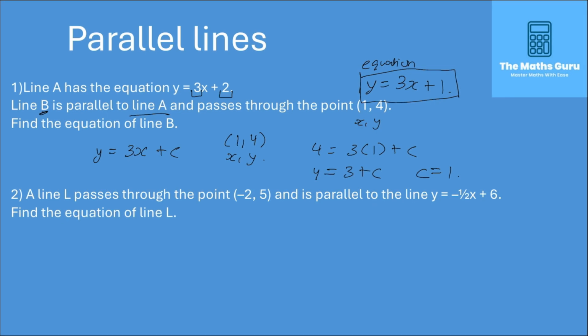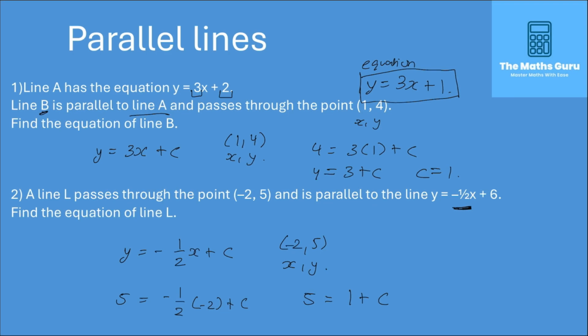Looking at question number 2, a line L passes through the point minus 2, 5, and is parallel to the line y equals minus a half x plus 6. Find the equation of line L. So we know that our line is going to have this gradient, so we can write the general formula to be y equals minus a half x plus c. Then we know our minus 2 and 5, labeling this x and y, and plugging into our formula, we get 5 is equal to minus a half times minus 2 plus c. So 5 is equal to 1 plus c, because the minuses will cancel, and a half times 2 is just going to be 1, therefore a positive 1.